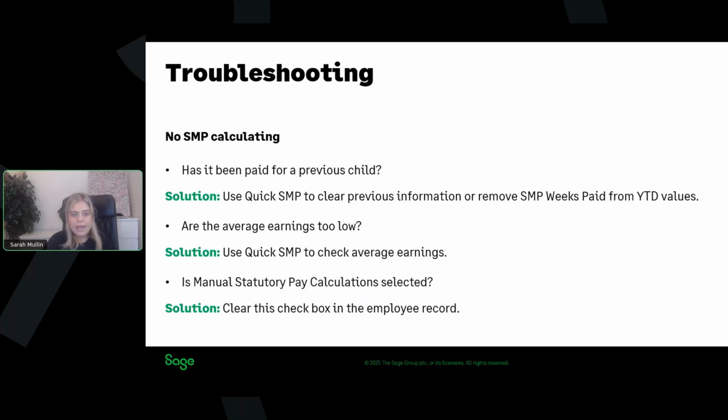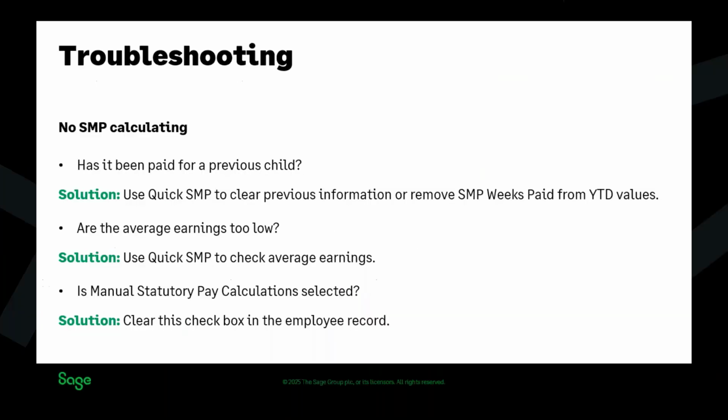Last one we'll look at is manual statutory pay selected. So if you've put all of the details in and there's no amount actually calculating, what you could do is check if manual SMP is selected. So just to give you a little bit of a view of where that is.